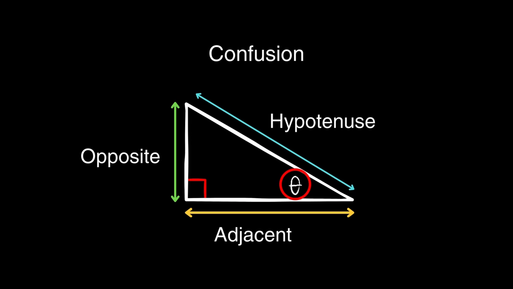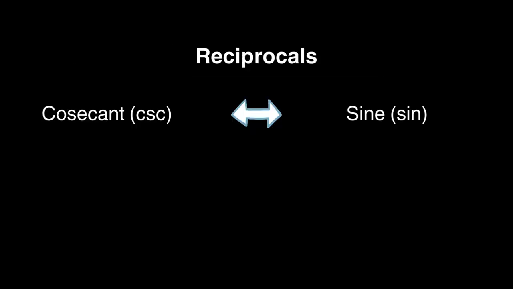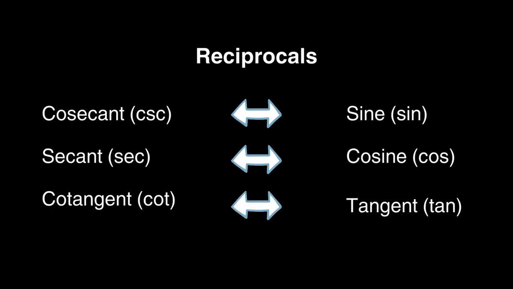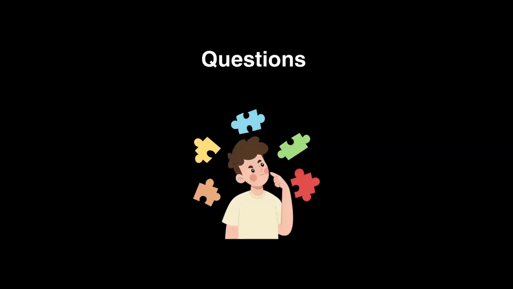For these functions, there are reciprocal functions: cosecant, secant, and cotangent. I will talk about them as we progress, but we'll focus on the primary three for this video. Let's dive into some problems to see these functions in action.